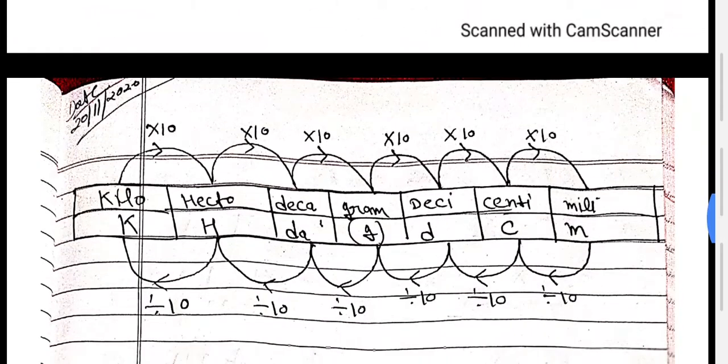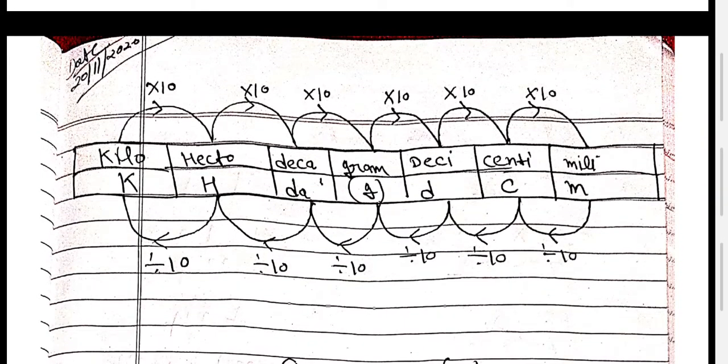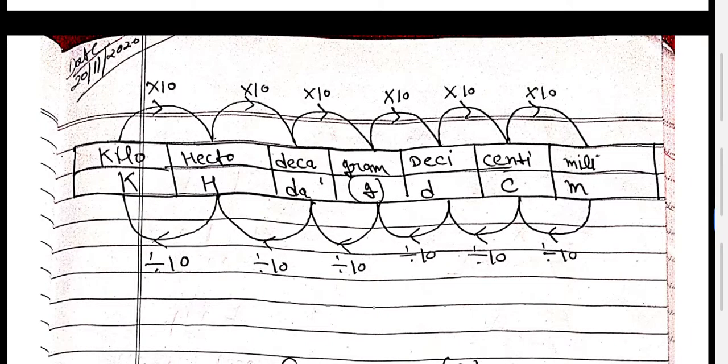Now I am going to start your exercise 8c. Before starting this exercise, all of you remember that table. Once again I am going to explain this table because it is very important, as this exercise is based on gram. So I am explaining only the gram table here. The standard unit is gram. Here are deca, hecto, kilo, deci, centi, milli.